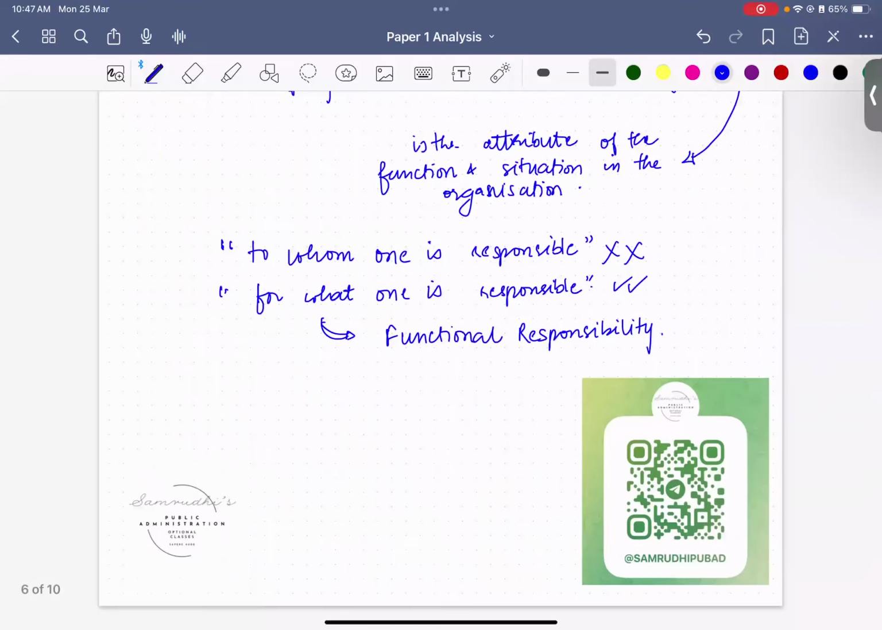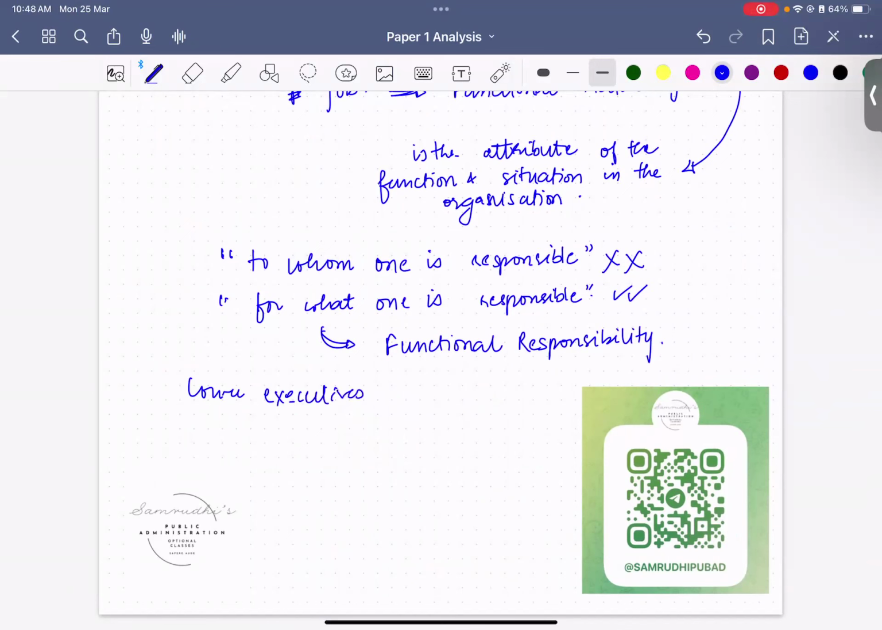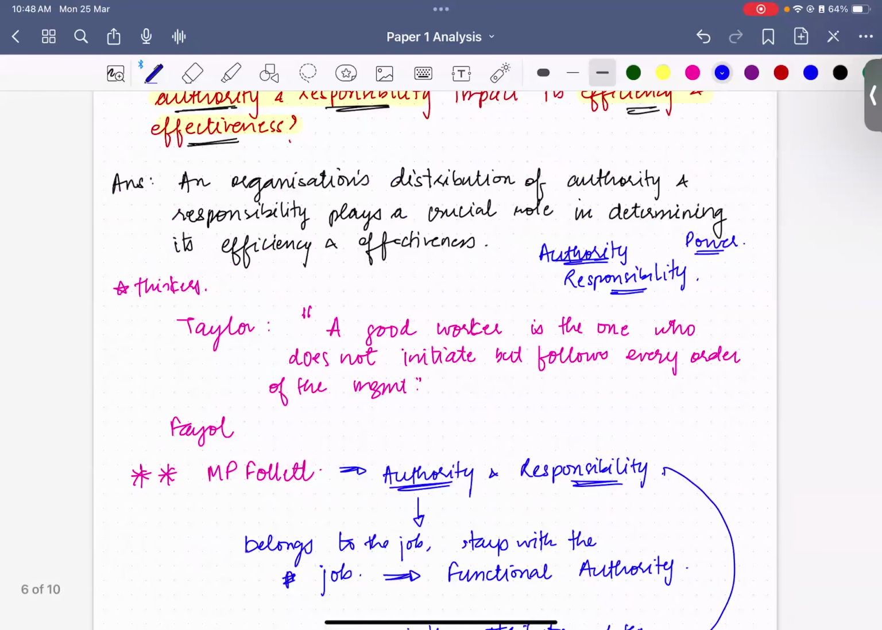Okay. So what does this mean basically? She encouraged lower level executives' participation in policy making. Okay. Because this would ensure the efficiency according to her. According to Taylor, this would ensure the efficiency.